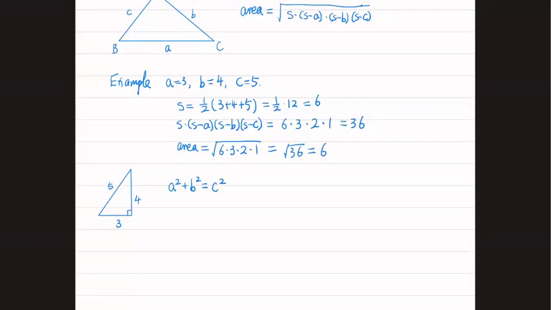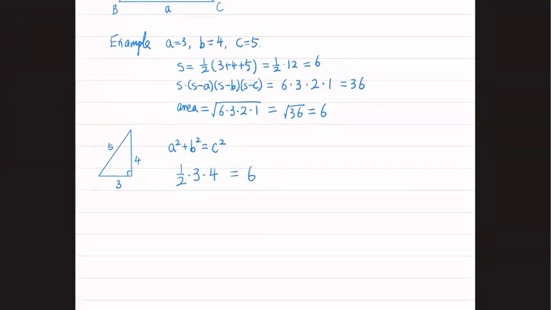So for a right triangle, how do you find the area? For right triangles, it's basically half base times height, right? Okay, which is also 6. So you can see the two results match. The areas match. Okay.